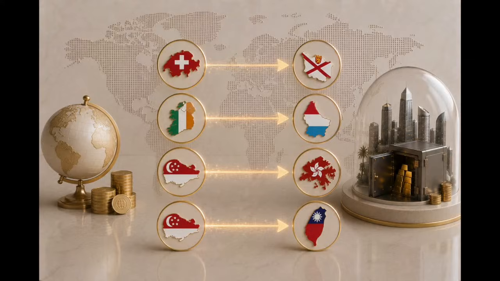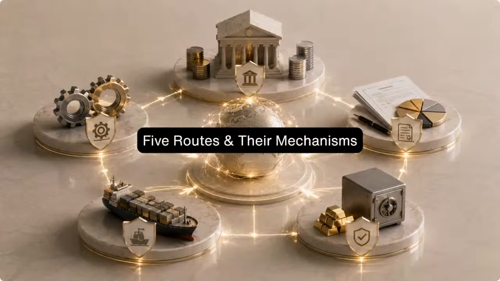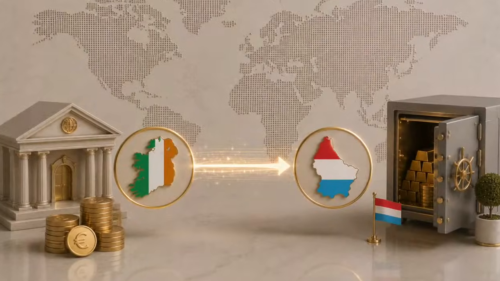The data shows that these links are tight as well as stable: Switzerland to Jersey, Ireland to Luxembourg, Singapore to Hong Kong and Taiwan. The back door is not the metaphor. It is the second leg of a two-leg journey. Let's talk in detail about the five routes and their mechanisms, starting with Ireland to Luxembourg.